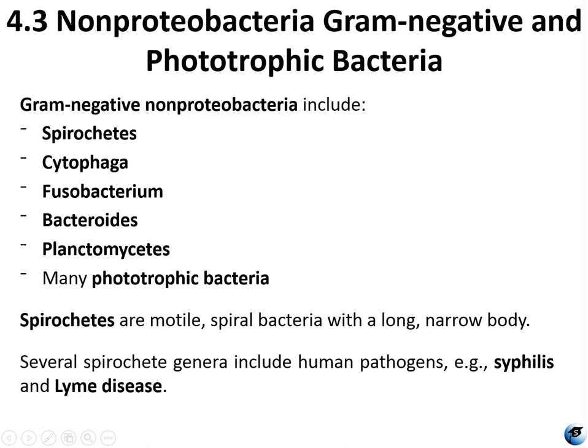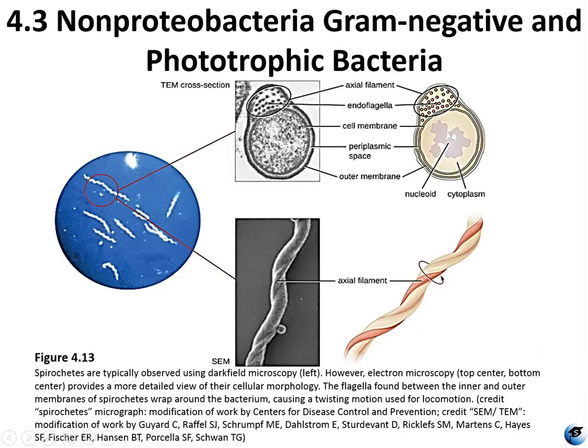Those are the ones that have like the true corkscrew shape. They have a long, narrow body. Some spirochete genera include human pathogens, for example, syphilis and Lyme disease. This is some dark field microscopy and some electron microscopy looking at spirochetes. You can see here that they're not just spirilla, they have a corkscrew cell morphology.